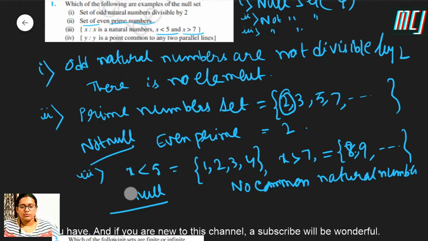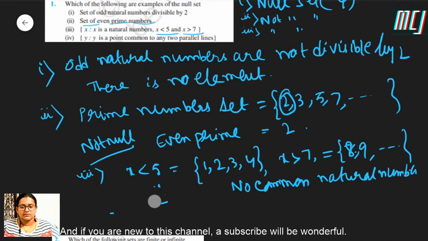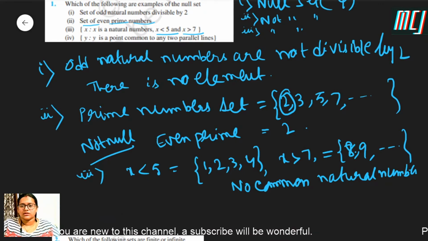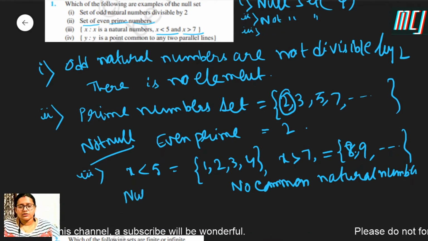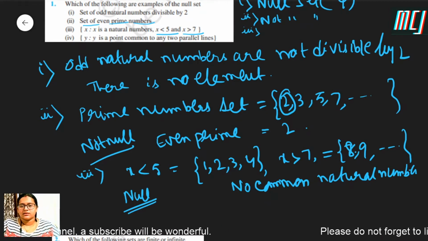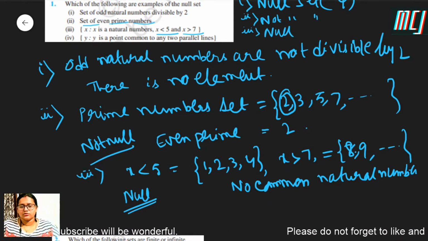So if there is no common point, that means it's a null set. There is no common element, so it is a null set, because there is no element. So this is also null.